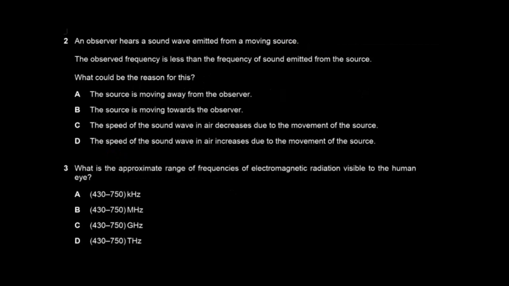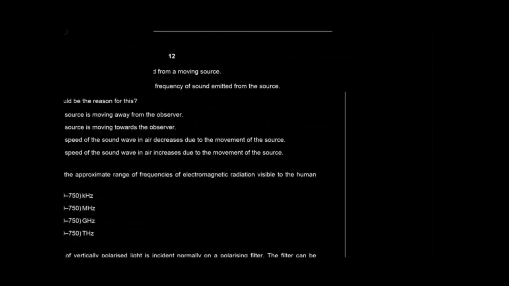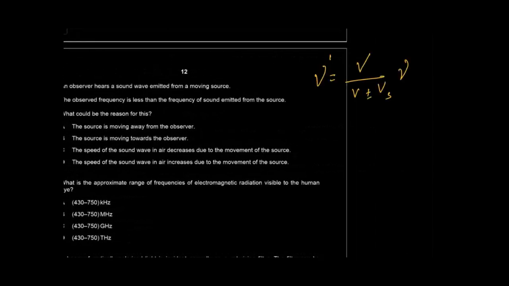An observer hears sound emitted from a moving source. The observed frequency is less than the frequency of the sound emitted from the source. What could be the reason for this? So if the source is moving, we know from the Doppler effect that the observed frequency is equal to the velocity of sound upon the velocity of sound plus or minus the velocity of the source, into the original frequency.